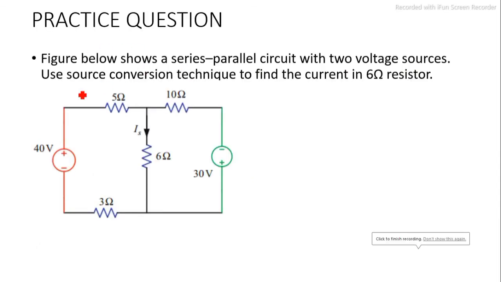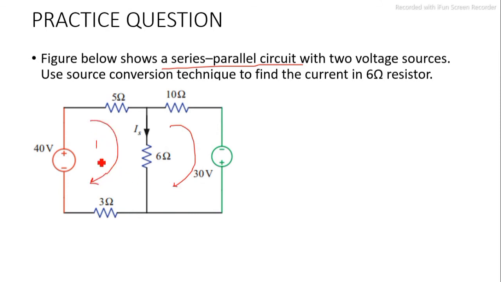So let me solve this question with mesh analysis. Then you can use this series parallel conversion method to solve it, but I'll use mesh analysis to solve it. So let's say this is our first loop, and this is another loop. Let's call this current I1 flowing here, current I2 flowing here. So now let's use loop analysis. This is the direction of our EMF from negative to positive. This is the direction of our EMF from negative to positive.